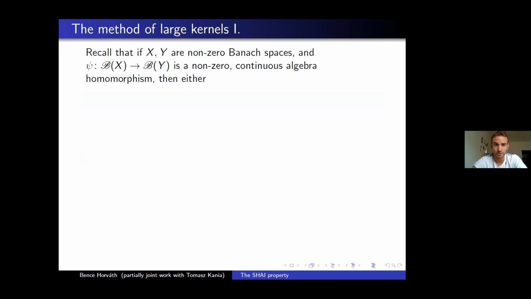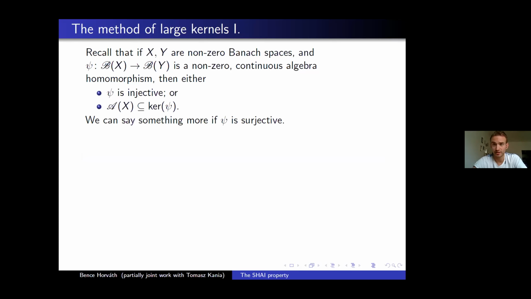Let me remind you of a very easy standard little fact, sort of a dichotomy result: if we have X and Y non-zero Banach spaces and there is some non-zero continuous algebra homomorphism from B(X) to B(Y), then either this map is injective or its kernel is large enough to contain the approximable operators. Again, approximable operators are just the operator norm closure of the finite rank operators.